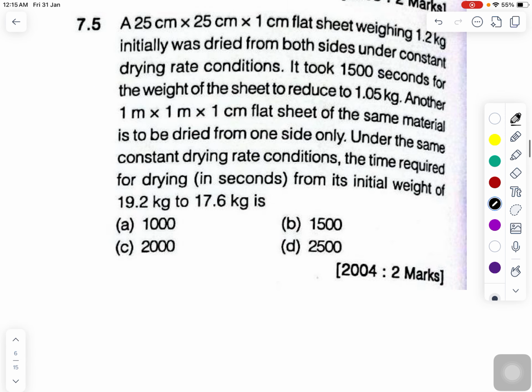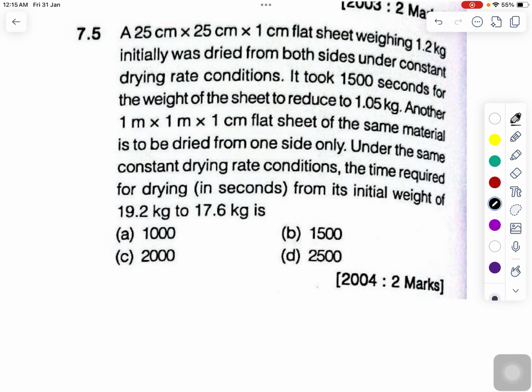Okay, this is just a formula based question. Now I'll be moving to the next question. This is a really good question. The question says that a 25 cross 25 cross 1 centimeter flat sheet weighing 1.2 kg initially was dried from both sides under constant drying rate condition. It took 1500 seconds for the weight of the sheet to reduce from 1.25 kg to 1.05 kg.